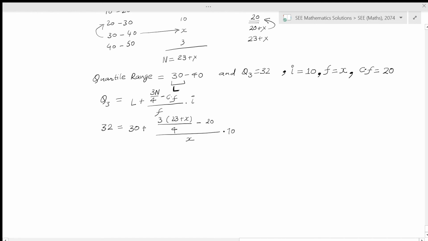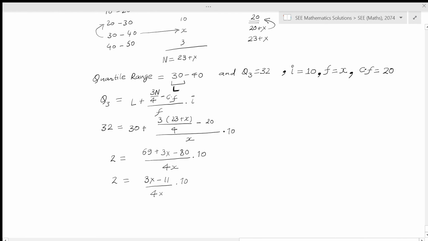So if we take this 30 to the left hand side, it will be 32 minus 30, which is equal to 2, is equal to, if we simplify this, 3 times 23 is 69 plus 3x minus 80, divided by 4x, times 10, right? So 2 is equal to, if we do the simplification, 3x minus 11 divided by 4x, times 10.